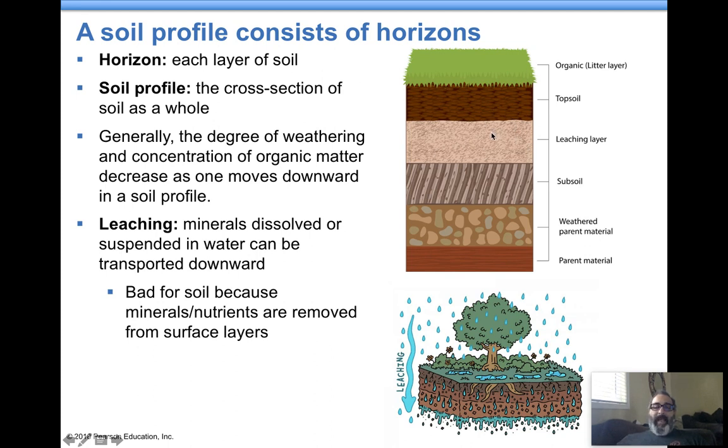Leaching is a bad thing. If something is being leached, it means it's getting removed. Soil leaching means minerals are dissolved and removed. In most cases, they're transported downward. But in general, if leaching takes place, it's not good. Minerals and nutrients are removed from where you want them to be. They're generally being dissolved and washed away for the most part.